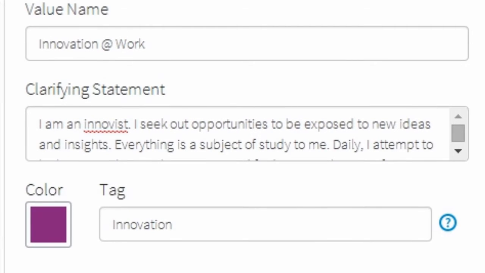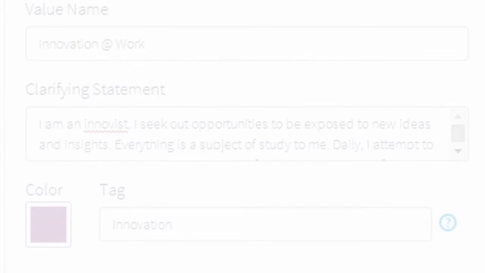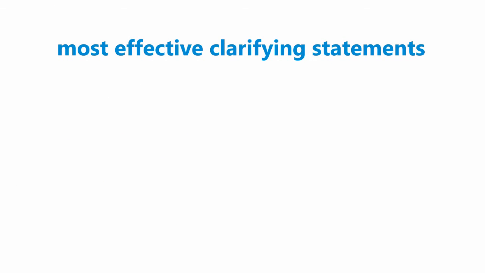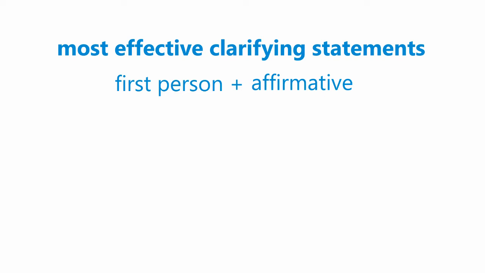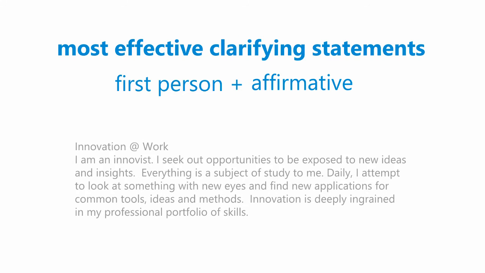A clarifying statement is important because this is where we describe in detail that value, its meaning to us, and what we want to do about it. The most effective value statements, we've discovered, are written in first person and in the affirmative. In other words, write the value not as you are, but what you seek to become. Envision what this value means to you as if you're already there. This also helps us get clear on what it may take to live that value more fully.